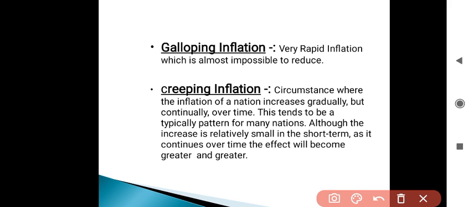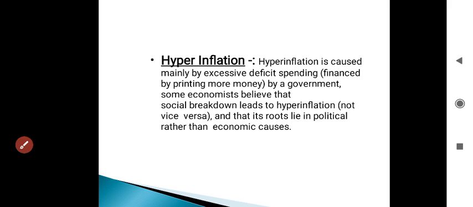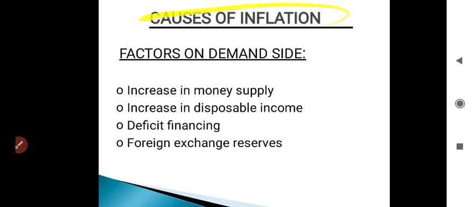This tends to be a typical pattern for many nations, although the increase is relatively small in the short term. As it continues over time, the effect will become greater and greater. Hyperinflation: hyperinflation is caused mainly by excessive deficit spending financed by printing more money by a government. Some economists believe that social breakdown leads to hyperinflation, not vice versa, and that its roots lie in political rather than economic causes. Causes of inflation.